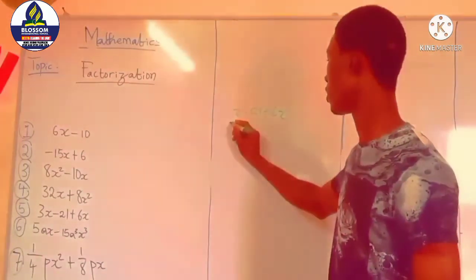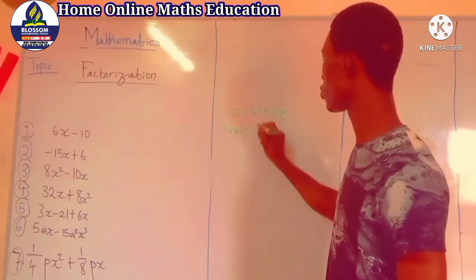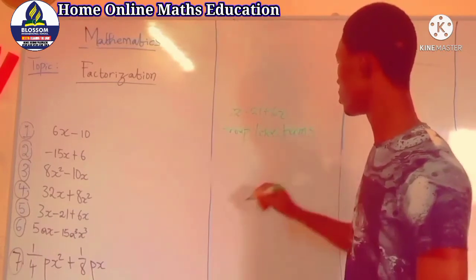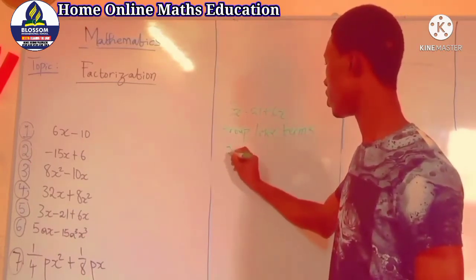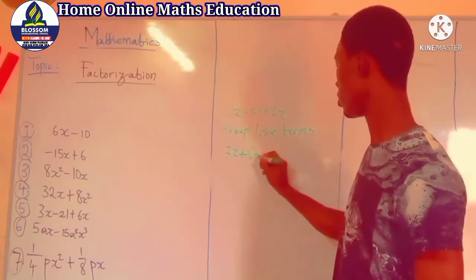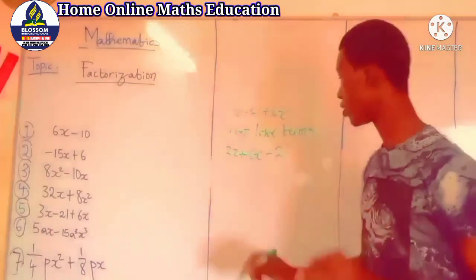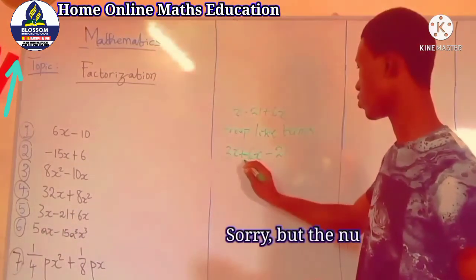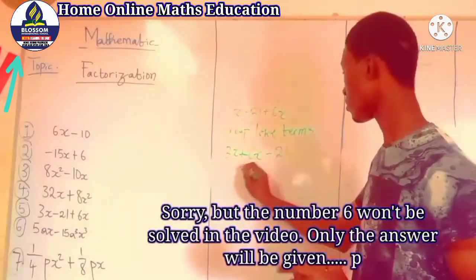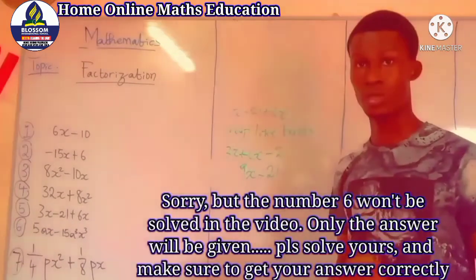So that means you're having what? Like I said, we're going to group like terms. So we have 3x plus 6x minus 21, right? Now we're not yet done. The next step to take is what? 3x plus 6x will give us what? 9x. 9x minus 21. Now we're not yet done.